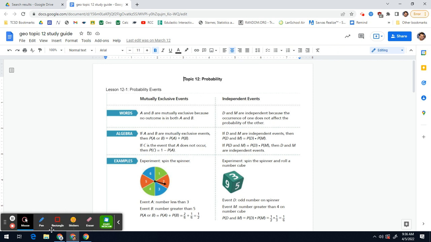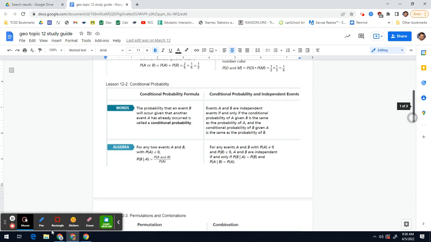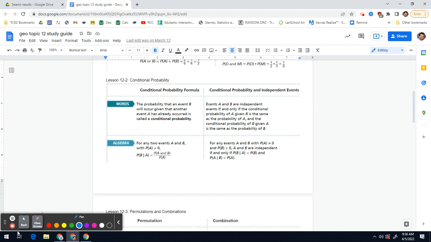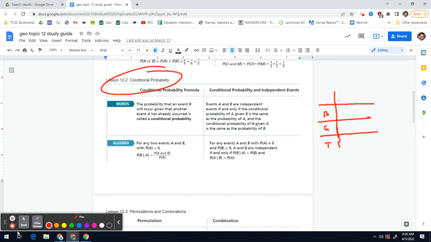So that is topic or lesson 12.1. And then 12.2 on conditional probability. So conditional probability involves two events. Typically, it involves what's called a two-way table. So I'm going to make a quick little two-way table over here. We're going to do gender, so boy and girl, and we'll have a total row. And then whether they're in the band or the choir, right? So we'll do band or choir.